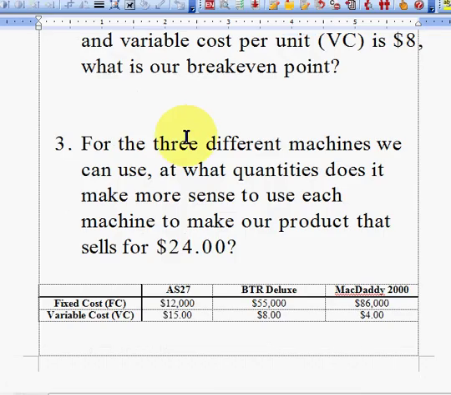In this case, we have an example where for three different machines we can use, at what quantities does it make more sense to use each machine to make our product? And this product sells for $24. We have a fixed cost of $12,000 on the AS27 with a variable cost of $15. The BTR Deluxe has a fixed cost of $55,000 and a variable cost of $8. The Mac Daddy 2000 has a fixed cost of $86,000 and a variable cost drops to $4 per unit.